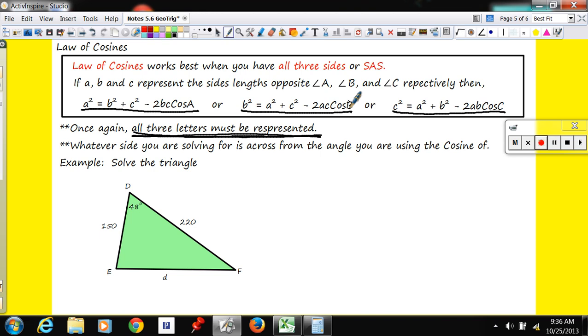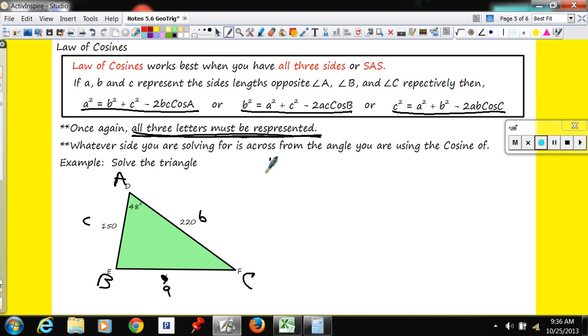Now let's take a look at this picture. I did put D, E, and F here. I'm going to relabel that A, B, C just so you can see the letters that we've been using. So I'm going to put an A, a B, and a C. That means little a is going to be down here instead of little b, and little b will be the 220, and little c will be the 150.